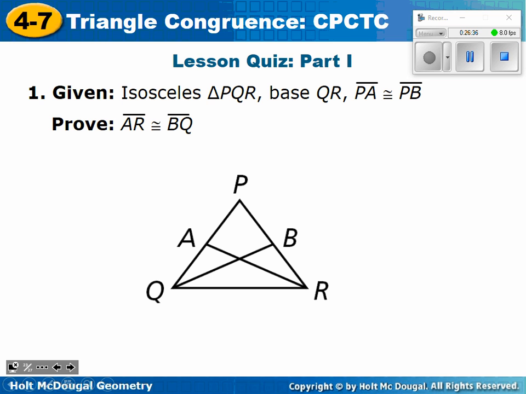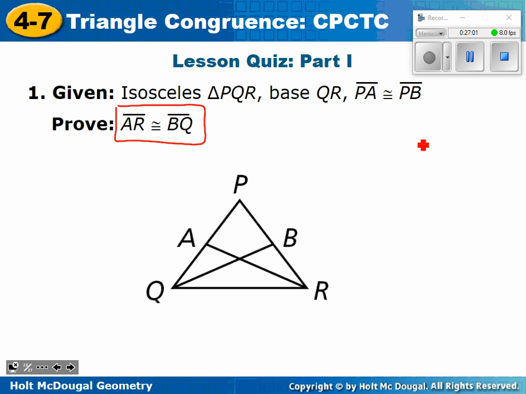Okay, this one to me is a little more complicated for lots of reasons. But first, there's a lot of triangles in the picture. And it doesn't ask us to prove triangles congruent. It asks us to prove two sides congruent. So that means the first thing we're going to have to try to figure out is if we are looking at CPCTC, which two triangles do we even need to focus on?